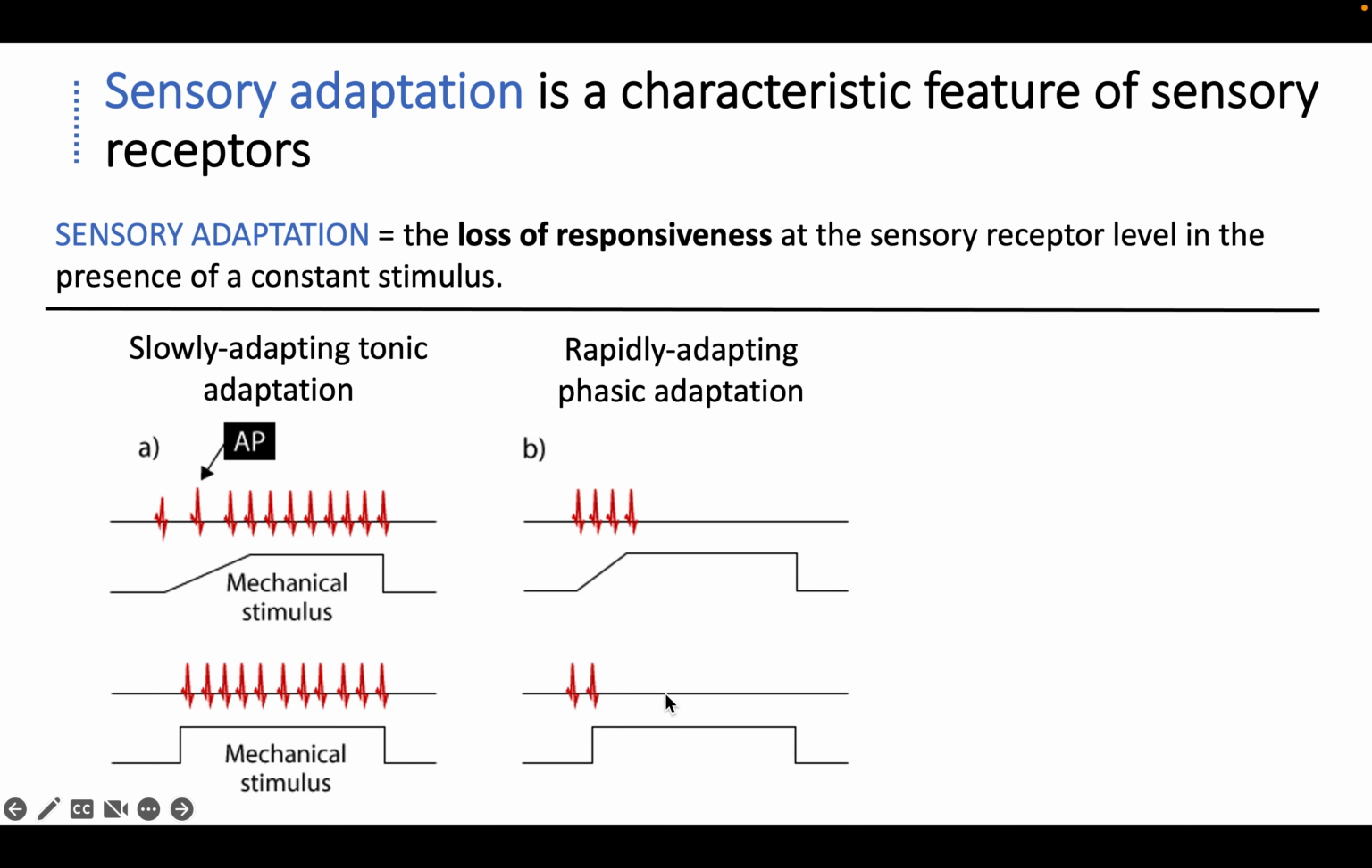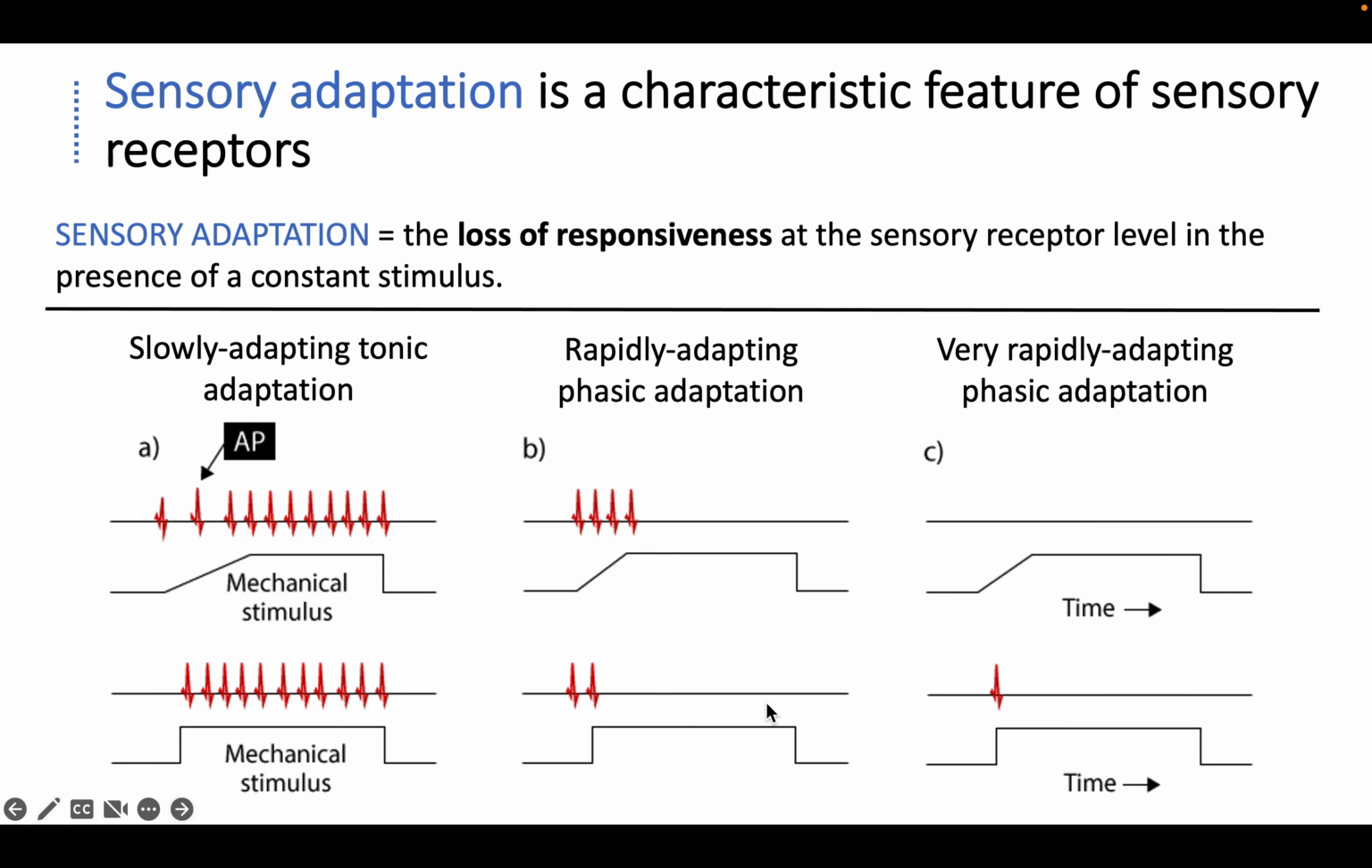And you see the same thing for this example down here, except instead of gradually increasing the intensity of the stimulus, we quickly increase it. But you see the same thing. As long as that stimulus is constant and steady and there, we do not generate any subsequent action potentials, right?